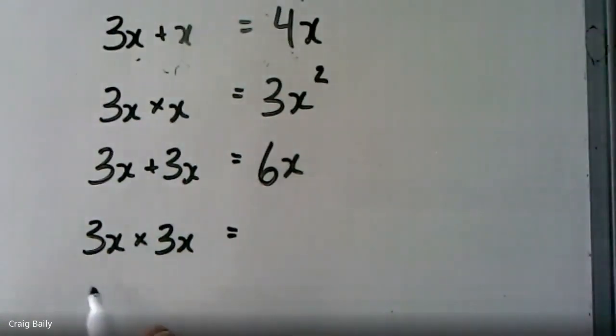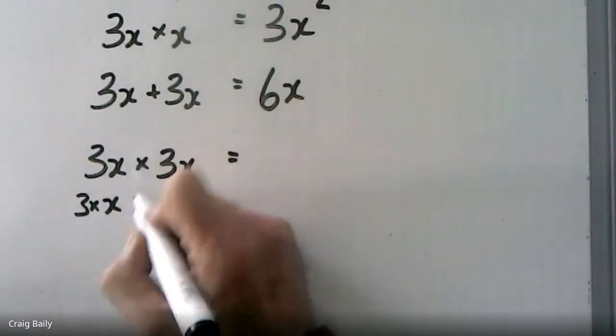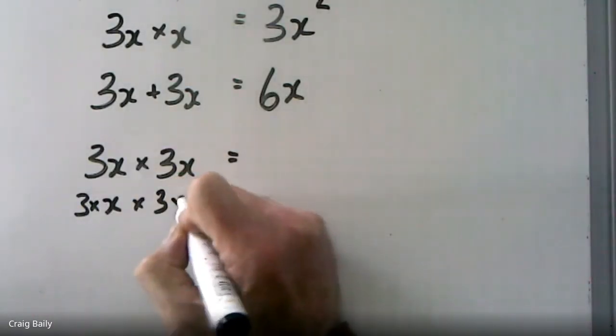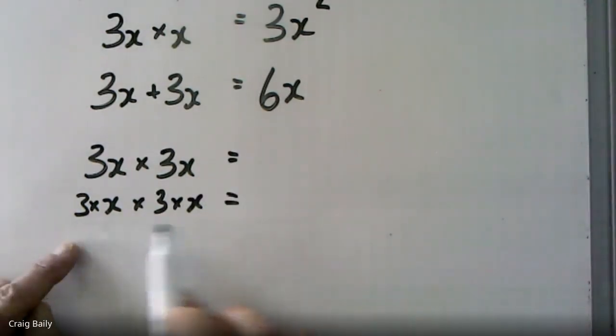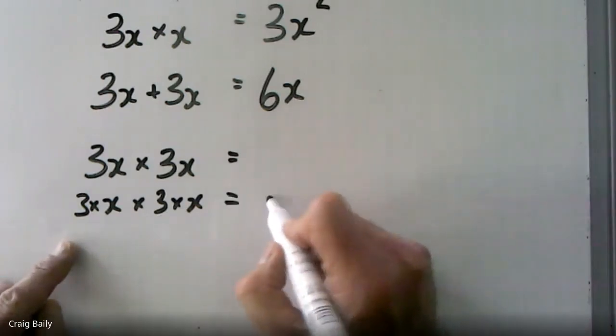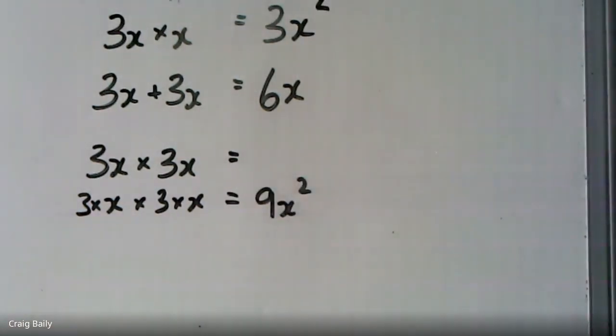And the last one, 3x times 3x. Well, we know that this really means 3 times x times another 3 times x. We know that the order in which you multiply numbers doesn't change the answer. 3 times 3, 9, x times x, x squared. Here's a little introduction to algebra, identifying like terms, combining them and simplifying.